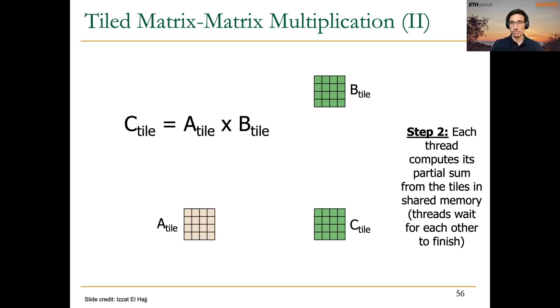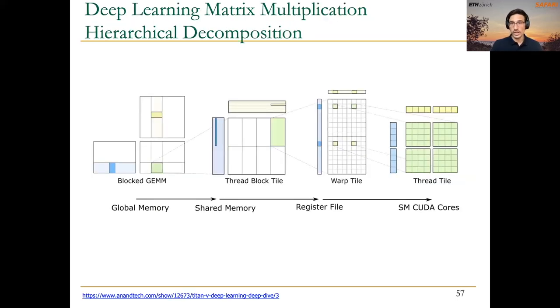So something like that can be extended into a hierarchical decomposition where we first assign tiles of the matrix multiplication, same as we have just seen in the previous slide. We assign these tiles to thread blocks. So these would be the thread block tiles, and these thread block tiles reside in shared memory.